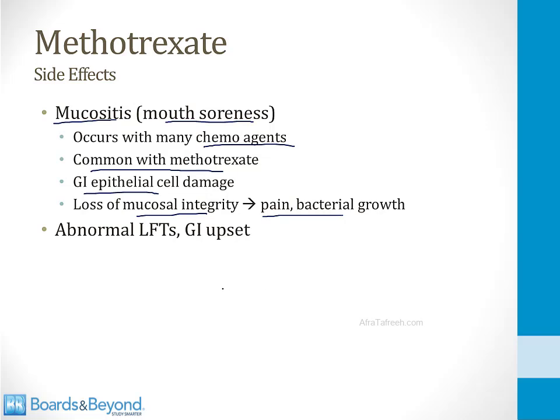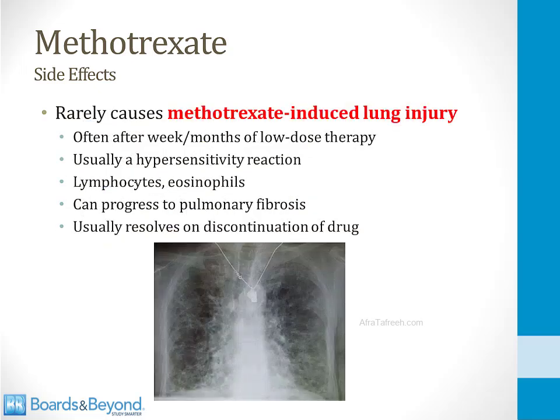In addition, methotrexate can also potentially cause hepatitis and abnormal LFTs. It can also cause GI upset, just like many chemotherapy drugs. In rare cases, methotrexate can cause what's known as methotrexate-induced lung injury. This usually occurs in patients taking low-dose therapy for weeks or months for immunosuppression. In most cases, it's believed to be a hypersensitivity reaction. There is evidence of lymphocytes and eosinophils that can be found in the lungs.